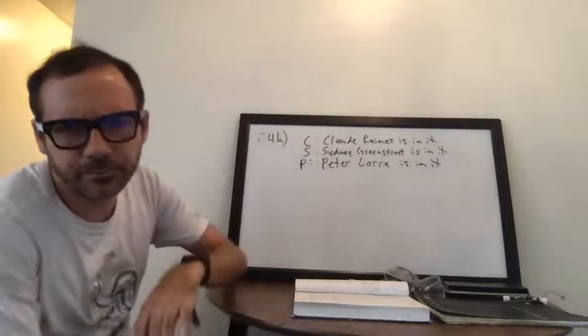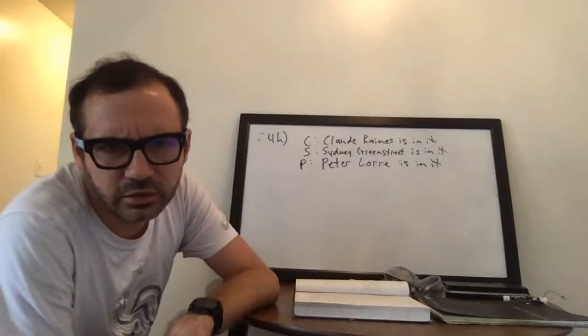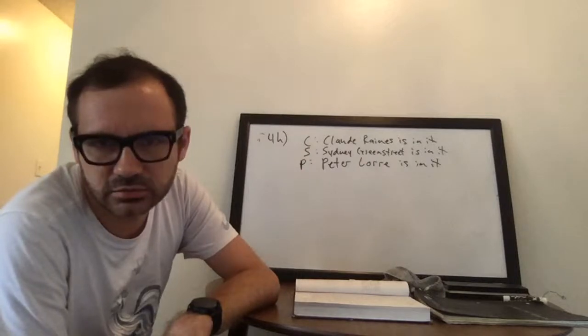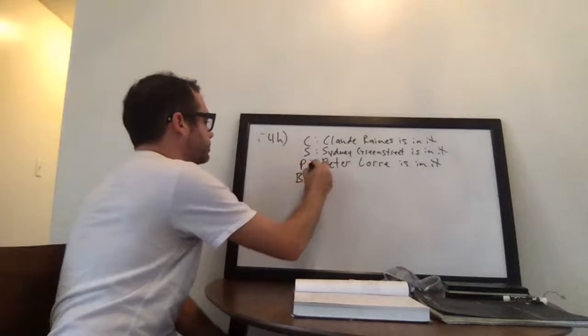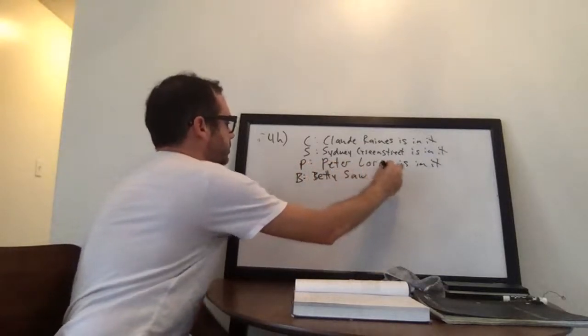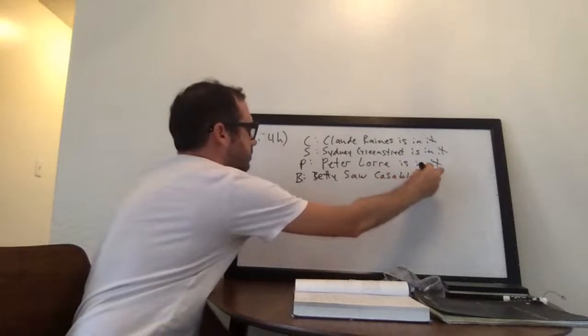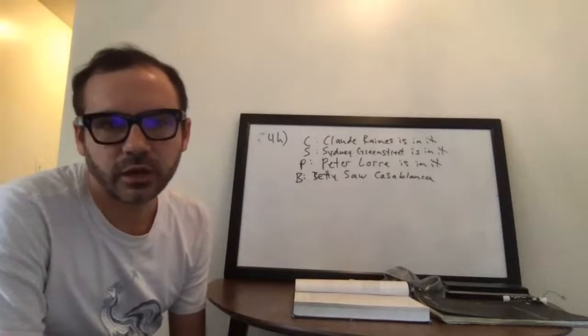So P is for Peter Lorre was in the movie she saw. Okay, and so then we also just need Betty saw Casablanca. Yeah? And so I'll just make that be B for Betty. All right, so now with those sentence letters, we can translate this example.